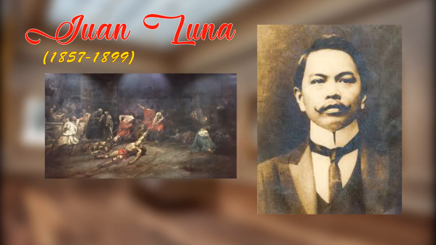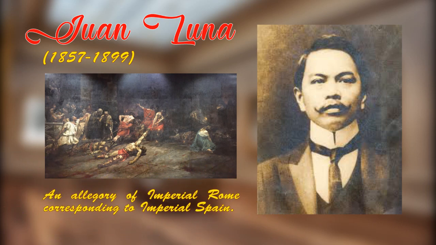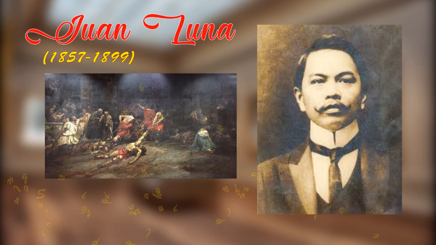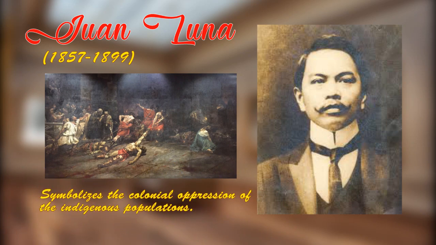The painting features a glimpse of Roman history centered on the bloody carnage brought by gladiatorial matches. The subject of Luna's Spoliarium can be interpreted as an allegory of imperial Rome, corresponding to imperial Spain. The image of Romans dragging the dead gladiators symbolizes the colonial oppression of the indigenous populations.